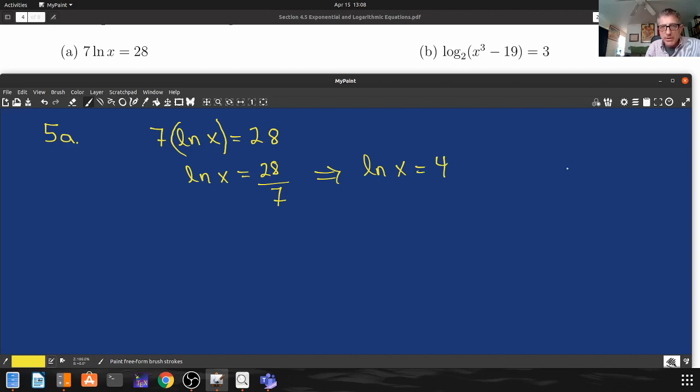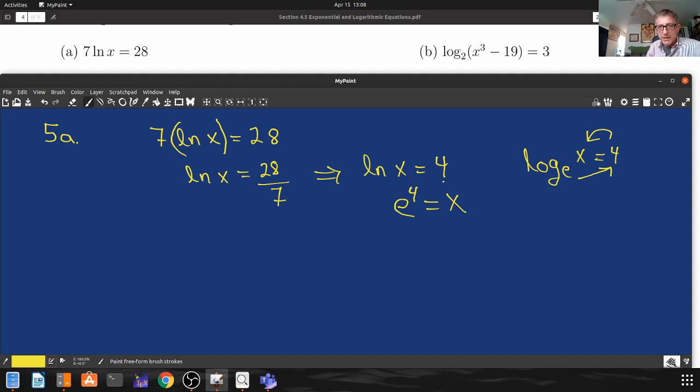So remember, how do you solve this? By definition, if you write the natural log as log to the base e, log to the base e of x is equal to 4, that implies e to the 4th power is equal to x. So e to the 4th power is equal to x. So literally the solution follows by definition. But there's another way you can also do it.